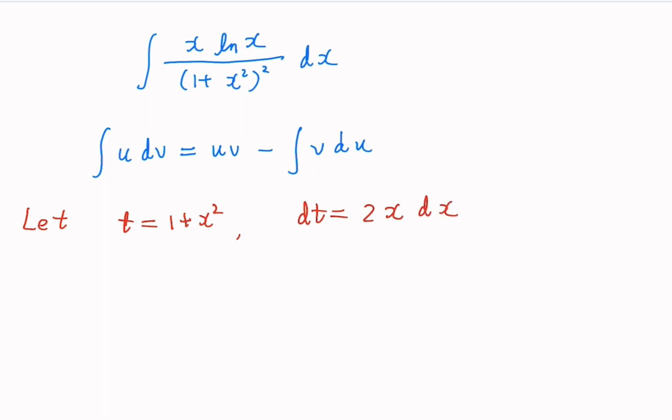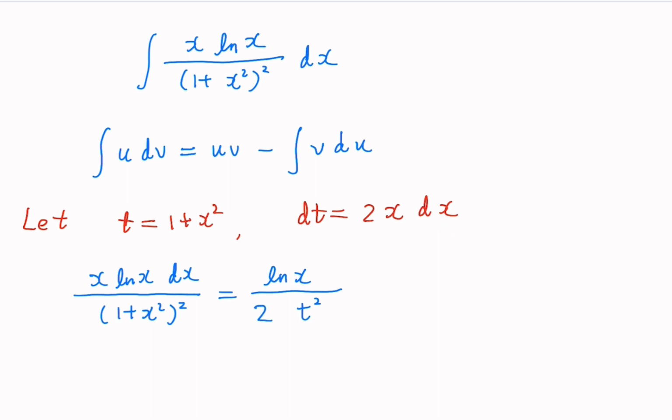then dt would equal 2x dx. So the expression here, x log x dx over 1 plus x squared, can be rewritten as log x over t squared, and then x dx would be half of dt. So there is a factor of half here, right? Half, and then there's dt. So we need u dv, right? Which means this would be your u, and we need to turn the rest into dv.